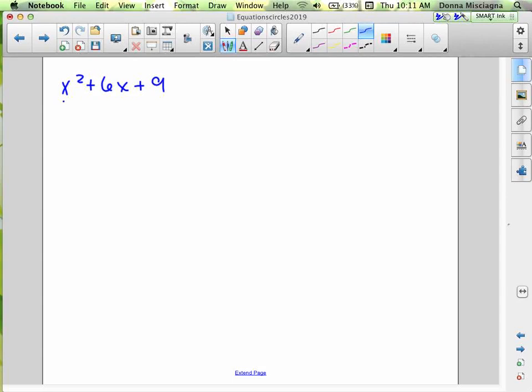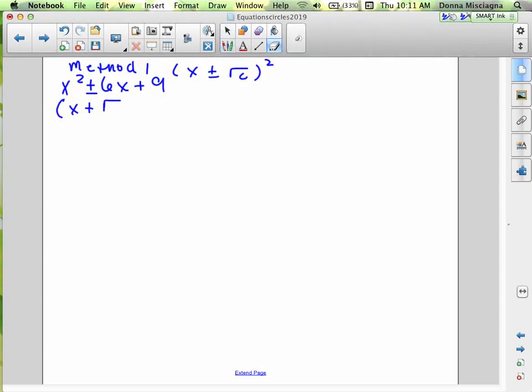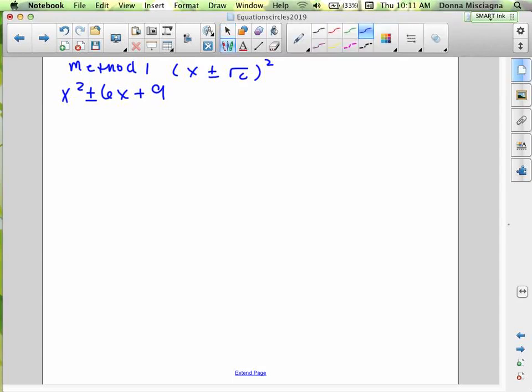So I'm going to use these ones. This is going to all be method 1. And that method 1 was x plus or minus the square root of c, squared. So this would be then x, that's a plus right there. So x plus the square root of c. I'm kind of assuming you all know a, b, and c, which term on the quadratic trinomial is a, which one is b, and which one is c. But what if you don't?